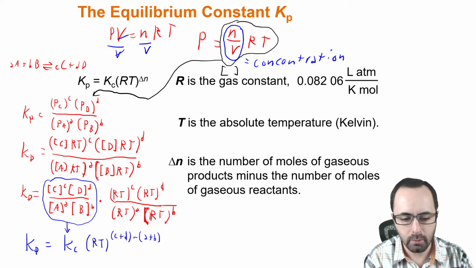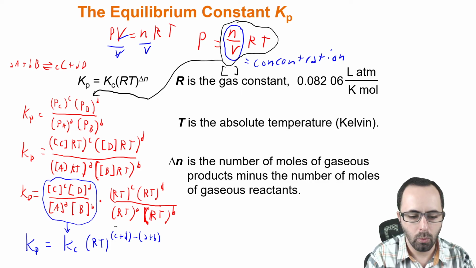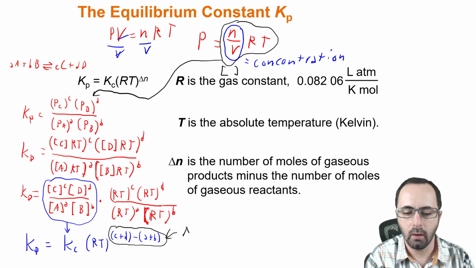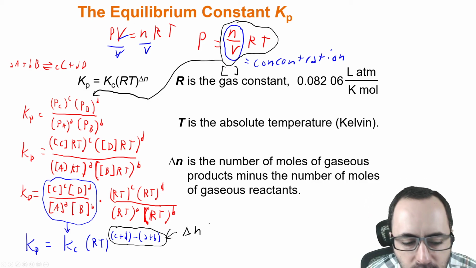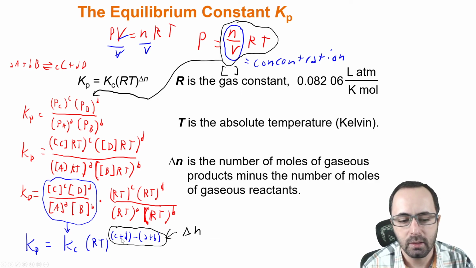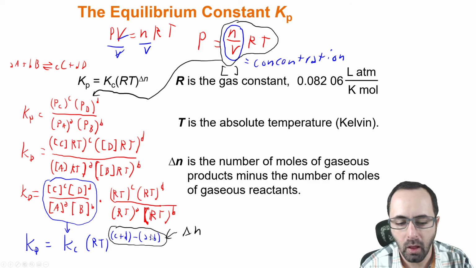And this part right here, we're going to call this delta n. And so this is the change in the moles of gases. It's the product coefficients added up together minus the reactant coefficients for the gases added together. And this only applies to the gases. The solids obviously don't have a pressure, so they don't get included here. So this is the way you can translate between Kp and Kc.